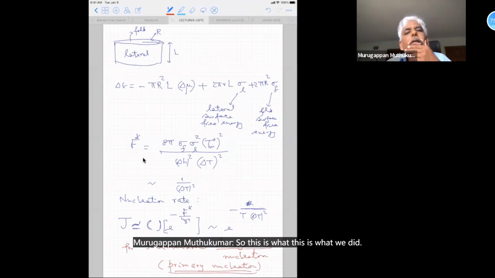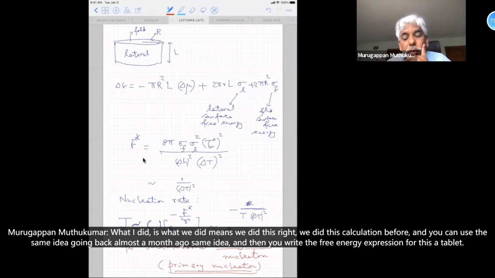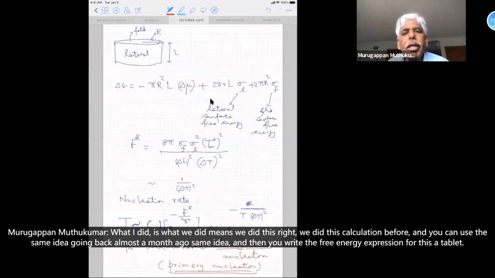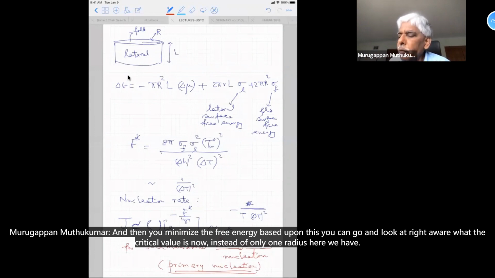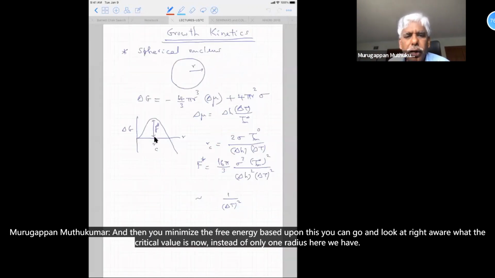Okay. So this is what we did. This is what we did means we did this calculation before, and you can use the same idea, going back almost a month ago. Same idea: you write the free energy expression for this tablet, and then you minimize the free energy based upon this. You can go and look at what the critical value is.